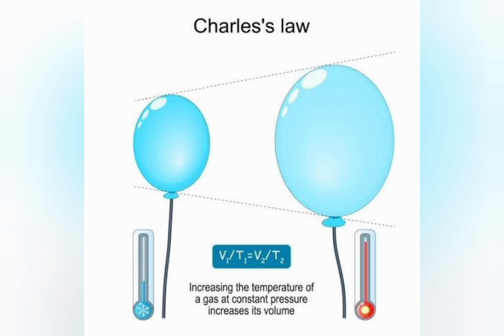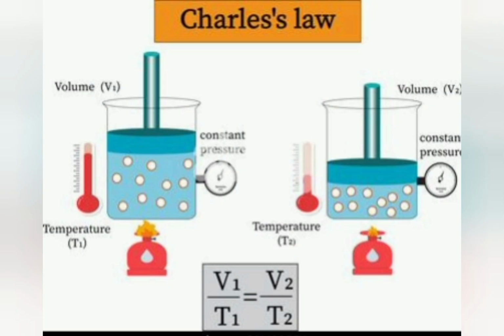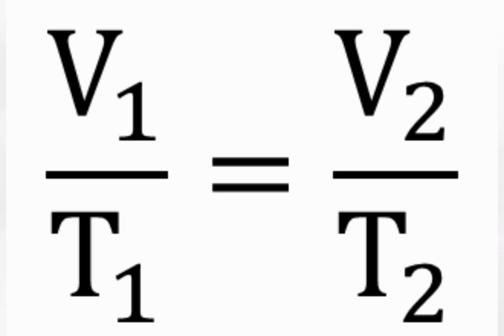This happens because heat makes gas particles move faster and spread out. Cold makes them slow down and move closer together. That is Charles's law. An easy way to remember it is, Charles's law deals with temperature and volume, and they move in the same direction.